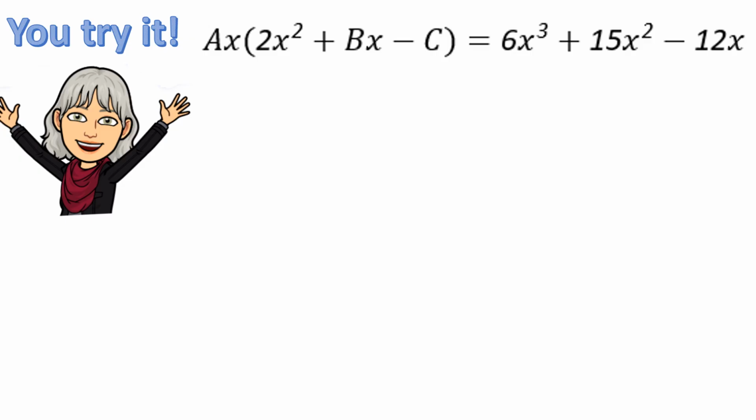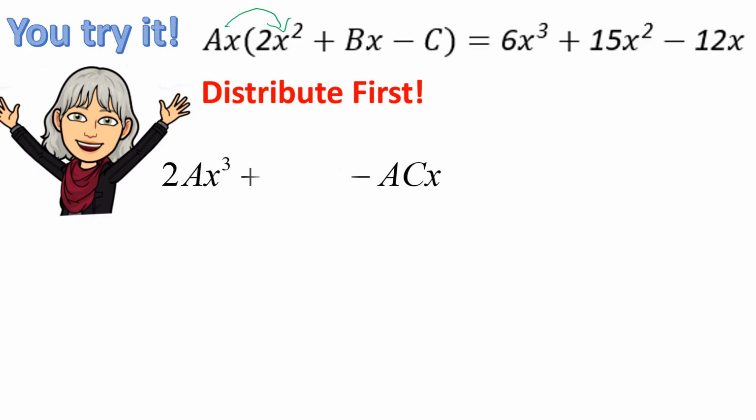All right, so the first thing you're going to do is distribute. So I'm going to take this ax and I'm going to multiply it by the 2x squared. So I'm going to multiply the coefficients. So 2 times a is 2a. And x times x squared will be x to the 3rd. Then I'm going to take my ax and multiply it by my bx. So I multiply the coefficients, I get ab, and x times x is x squared. Then I'm going to take my ax and multiply it by negative c. So when I multiply a times c, I just have ac. And then there's no variable there except for the x, so I'm just going to bring it down.